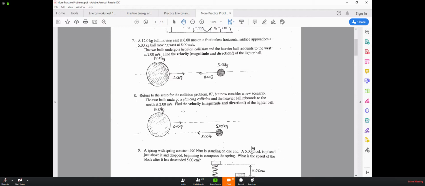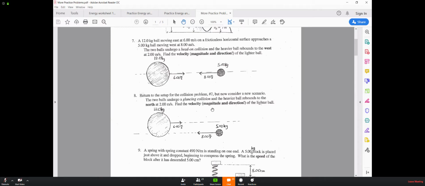So number 7 is a one-dimensional collision, where the two objects come together and bang off, due east-west, all motions are east or west. Number 8 starts out with purely east-west motion, but because they're not head-on, because they undergo a glancing collision, they start picking up some momentum, some velocity in the north and south directions as well.